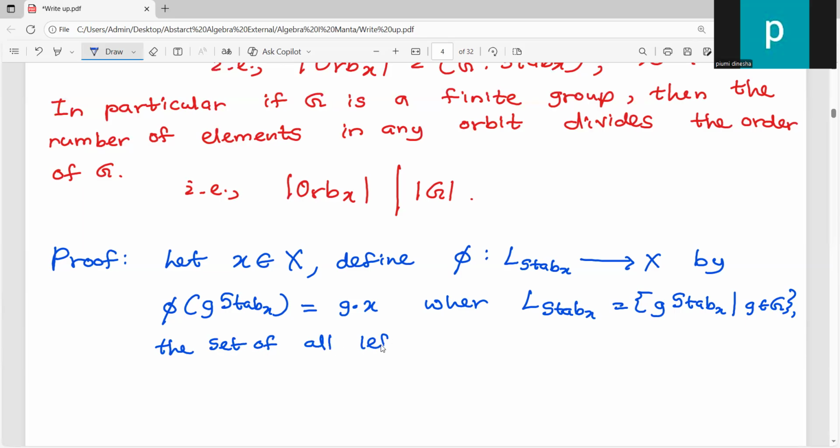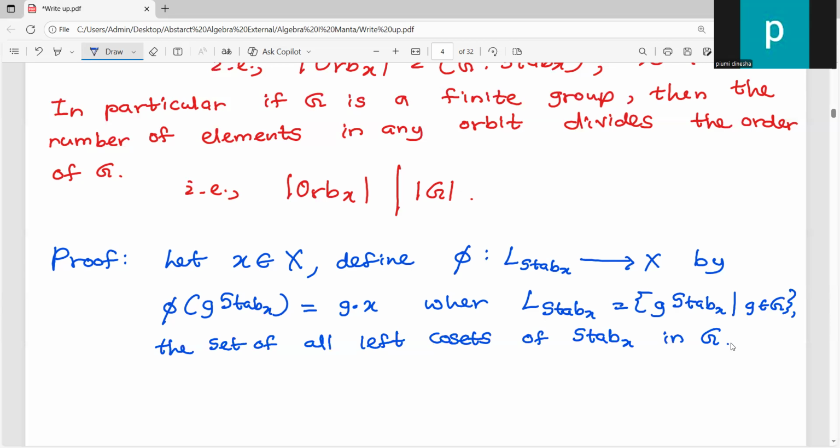Set of all left cosets of stab X in G. Right. Now, what are we going to do in this case?